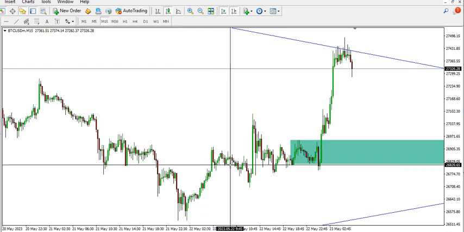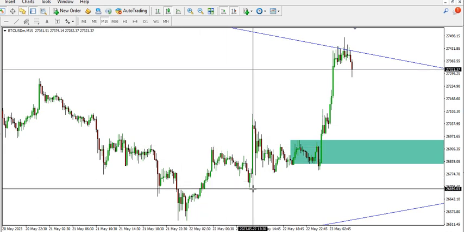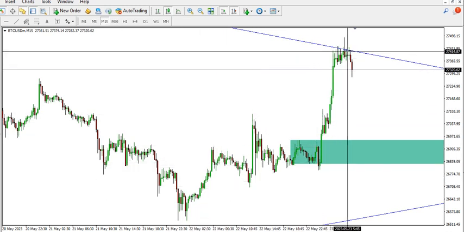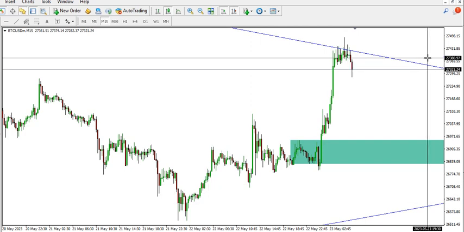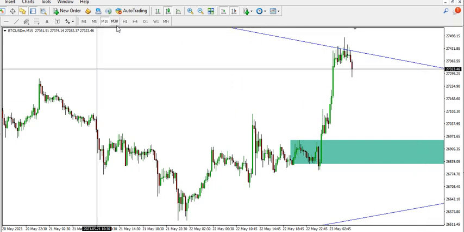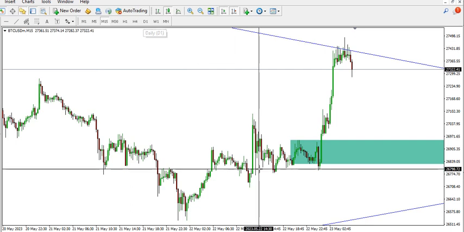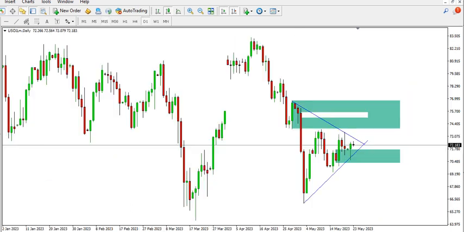As price prints higher high, higher low, higher high, higher low, higher high, it's a bullish structure. You might want to jump in on the bullish trend. Okay, that's that for BTC USD. Let's look at US oil.